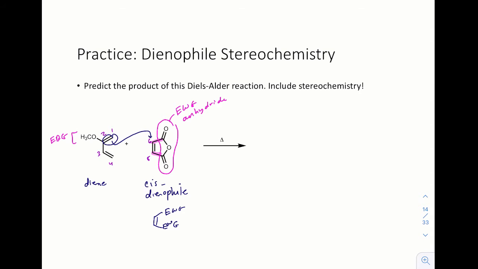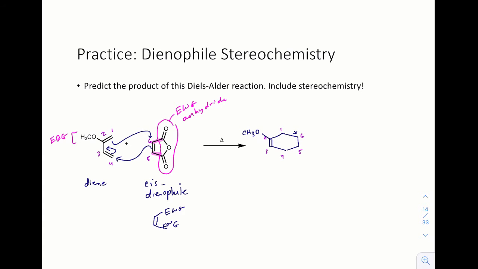So these pi electrons will make a sigma bond between carbons 1 and 6. The pi electrons between 6 and 5 will make a sigma bond between 5 and 4. And then the 3, 4 pi electrons move over between carbons 2 and 3 to generate a cyclohexene. If you're feeling nervous, just put in the numbering and then draw the substituents that should be at each carbon.